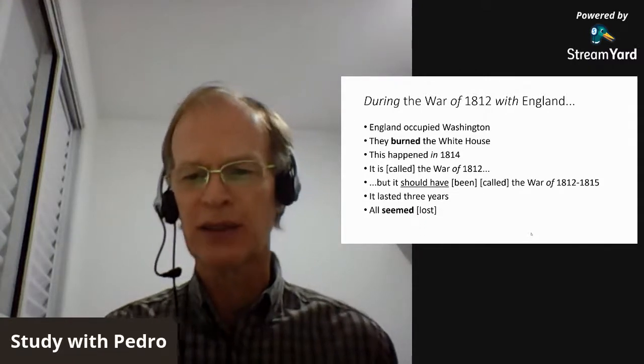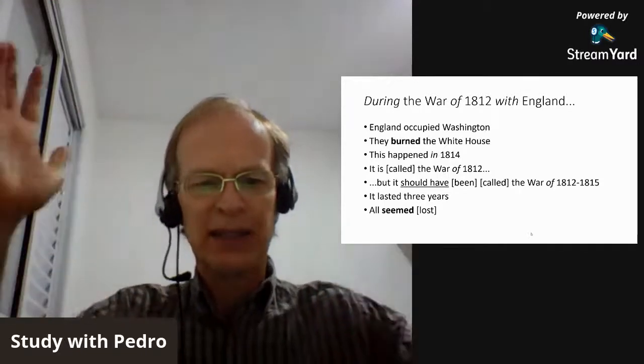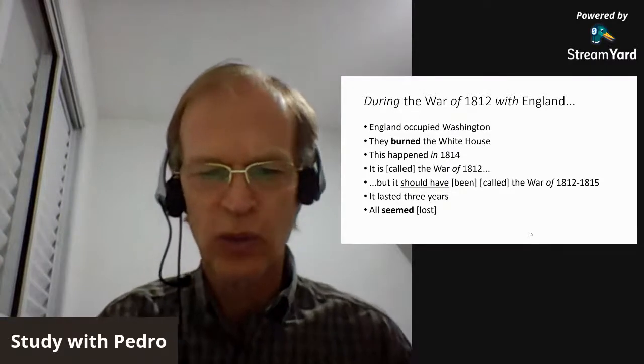All seemed lost in the United States at this time. England occupied Washington. What's going to happen? What saved Washington, D.C.? Obviously, they were saved. It was a hurricane. A hurricane hit a day or 2 days after the British occupied Washington, D.C., and they were forced to leave because of the hurricane.